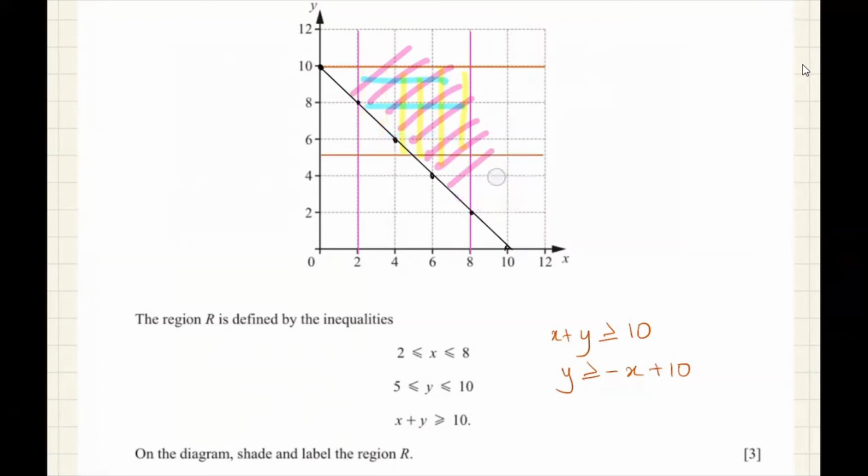I'm just going to let this part be, and that's it. So this is your answer, and we have to label it region R. Let's label it region R. This is the region R.